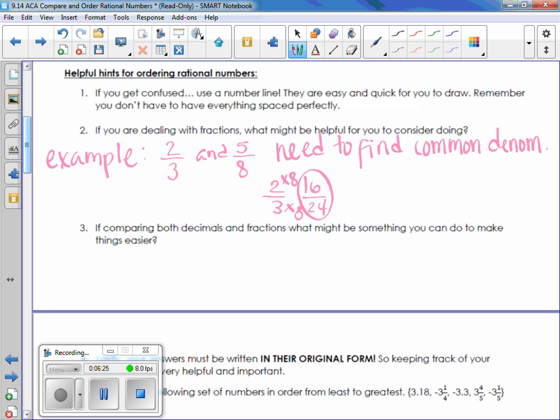Now let's do the 5/8. 8 times what gets you to 24? 3. So I'm going to do 5 times 3, and we get 15. Thank you. So 5/8 is equivalent to 15 24ths, right? They're the same number. 2/3 is equivalent to 16 24ths. So which one's bigger? The 16 24ths or the 15 24ths, right? So do you see how finding that common denominator helped us figure that out?